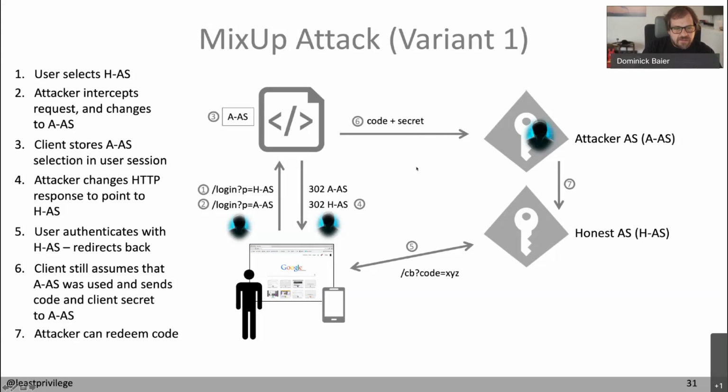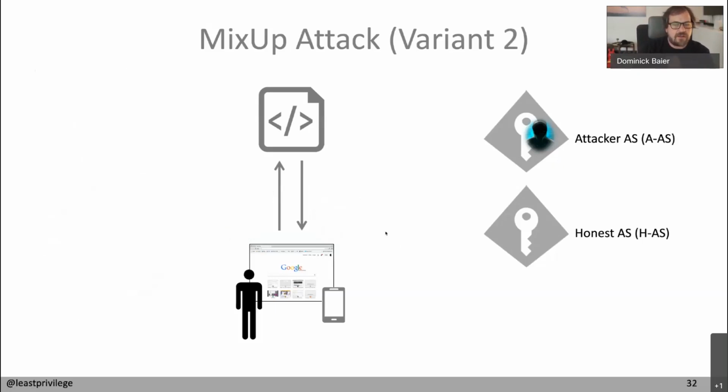Now, this has the assumption that the attacker can modify network traffic. And you might be saying, well, if that's the case, I have bigger problems. Yes. But let me show you another version of that where this is not necessary. Okay, so that's another variation of that. And this time, the user selected the attacker AS to start with. So maybe he clicked the wrong button. Maybe the attacker AS has a logo which looks very similar to the thing that he really wants to select, whatever. He chose the wrong authorization server.